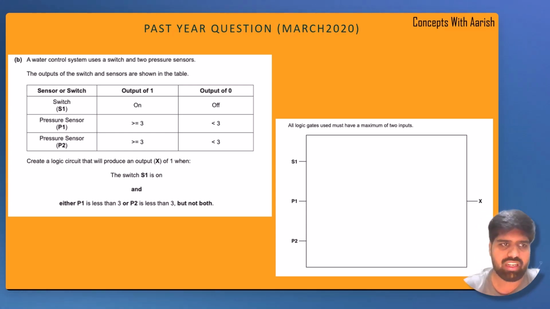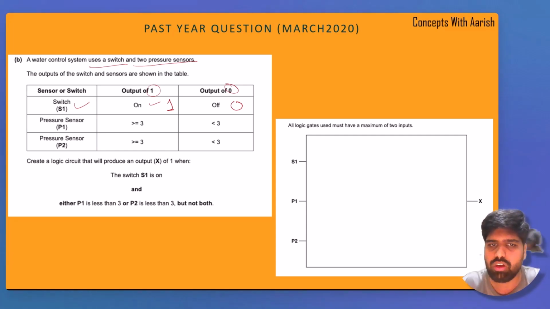Over here they say a water control system uses a switch and two pressure sensors. Switch S1 output on means 1, and output off means 0. They have also mentioned it over here. It's on when pressure sensor 1 is greater than or equal to 3 or less than 3, and pressure sensor 2 is greater than or equal to 3 or less than 3. They are saying to create a logic circuit that produces an output X of 1. You have to produce 1, because from the 1 we produce all the values.